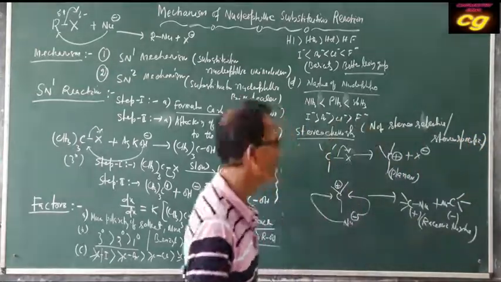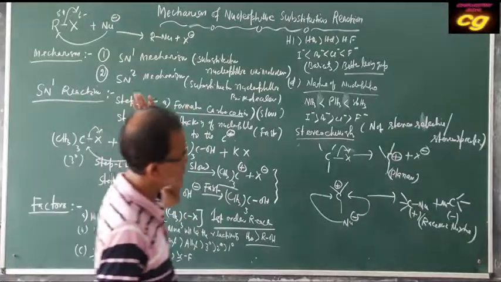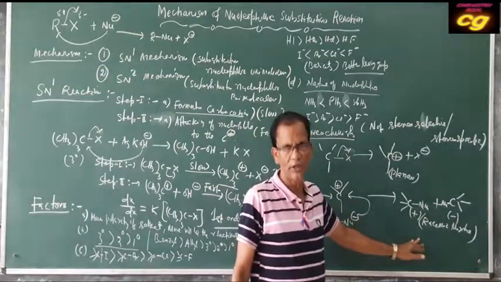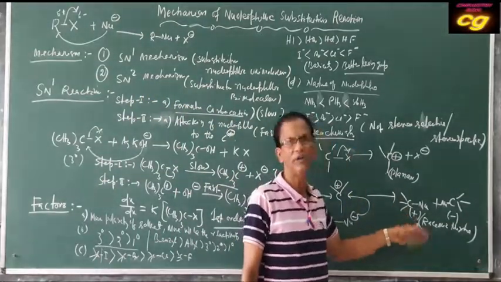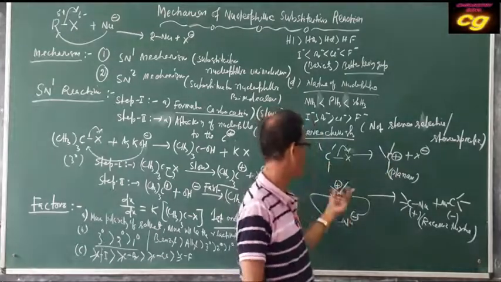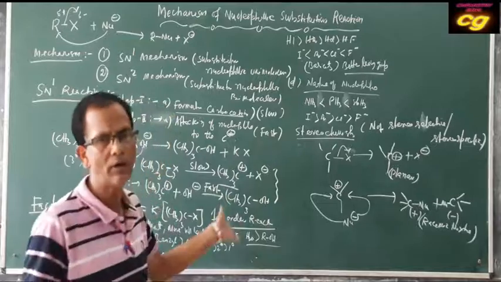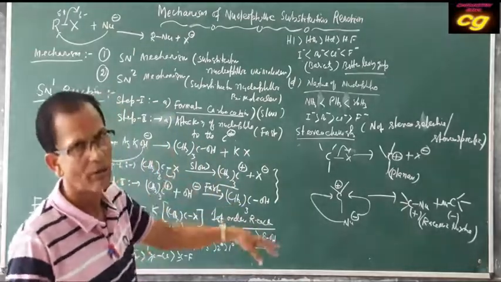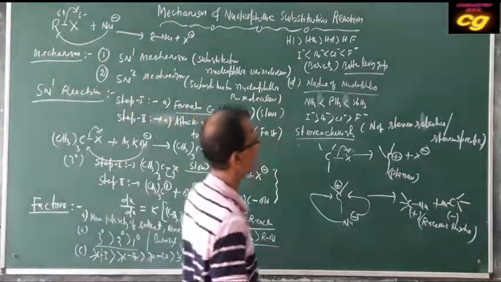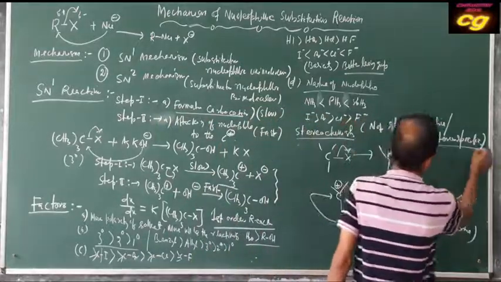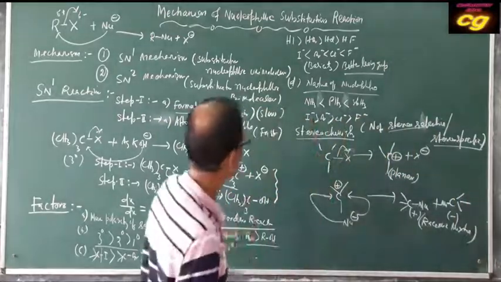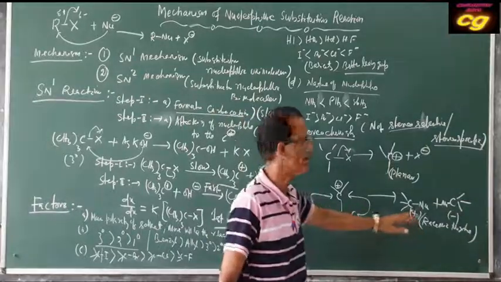Not stereoselective, neither stereospecific, because the result is always a racemic mixture. There is no particular position or particular side it will attack. It will always attack either the back side or the front side. That's why the SN1 reaction is not stereoselective or stereospecific. So the nature of the product is always a racemic mixture.